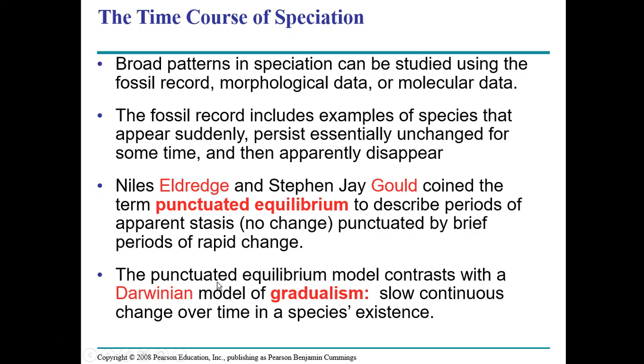So, the punctuated equilibrium model contrasts with the Darwinian model. Pag sinabing contrast, parang on the contrary. Okay? Na yung kay Darwin kasi gradualism. Meaning, throughout the time, there is gradualism. Parang kumbaga sa colors, merong gradient. From bright, slowly it becomes dark. Something like that. So, slow, continuous change over time in species existence.